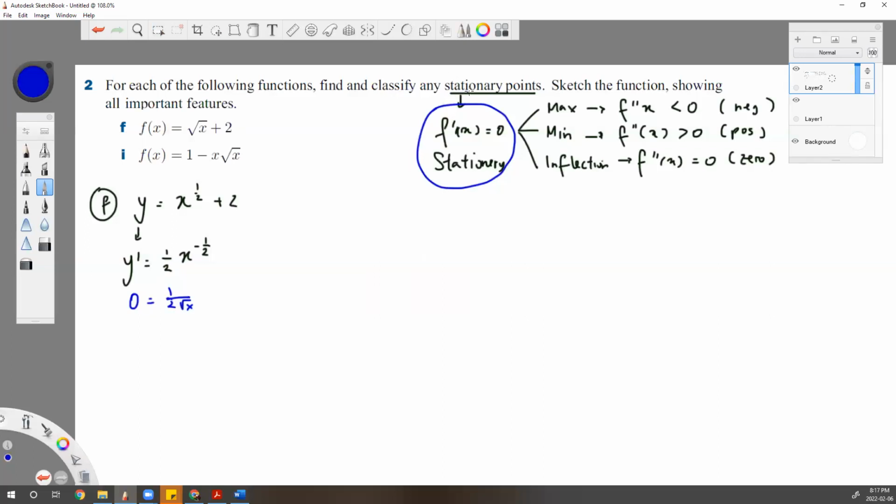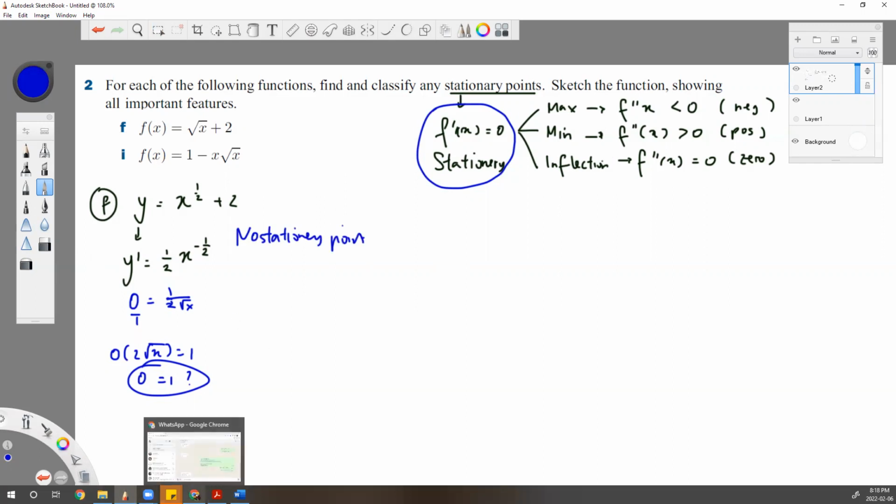Find and classify any stationary points, sketch the function showing all important features. I don't think in this equation we have a stationary point, right? Because if I do the cross multiplication, that will be so weird. 0 times 2 square root x equals 1, right? And 0 times anything is 0, equals 1. See? So no stationary point for question F. No stationary point at all.